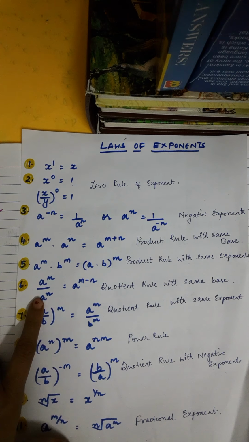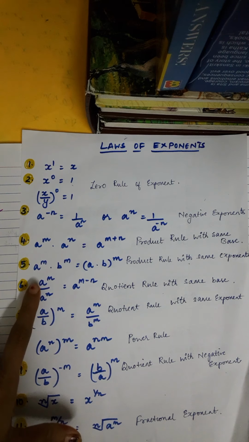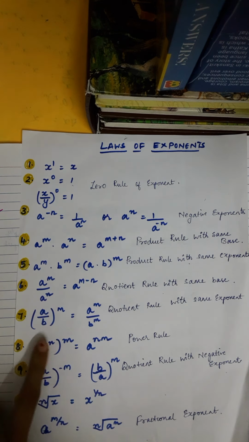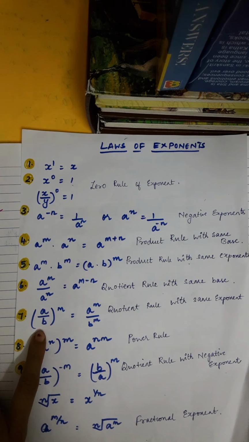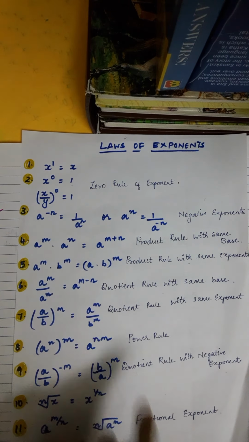Next comes the quotient rule with the same base. If they have the same base and it's a division, I'm just going to subtract the exponents. In case I've got different bases, this is the quotient rule with the same exponent. I'm going to carry my exponent to both the numerator as well as the denominator.